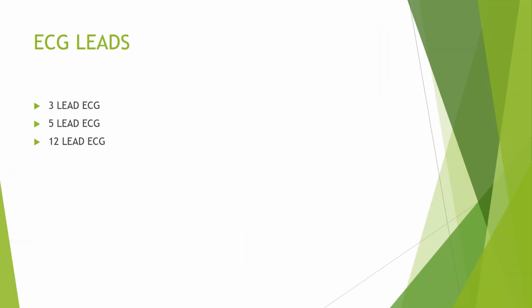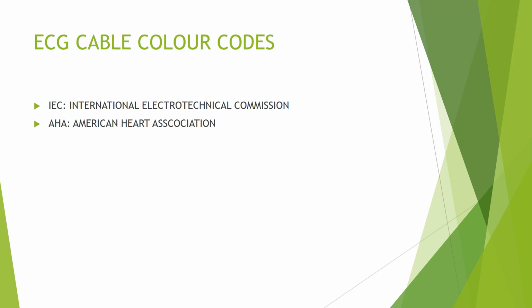Next, we can see different types of ECG leads. It is classified into 3-lead ECG, 5-lead ECG and 12-lead ECG. There is a color coding system for ECG cable and it includes the IEC color coding system and the AHA color coding system. IEC is the International Electrotechnical Commission. AHA is the American Heart Association.